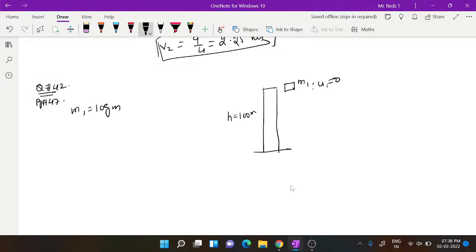And at the same time, simultaneously, a small bullet, let us consider this is M2, whose mass is 6 gram, is fired upwards. So here the initial velocity of the block is u1, which is 0. The initial velocity of the bullet is u2, which is equal to 100 meters per second.